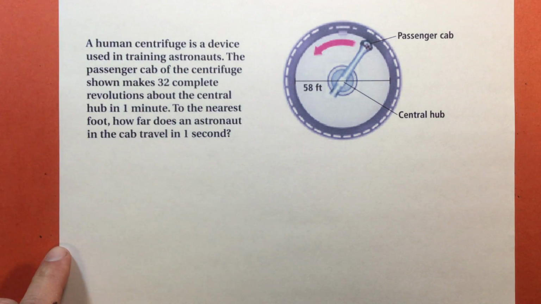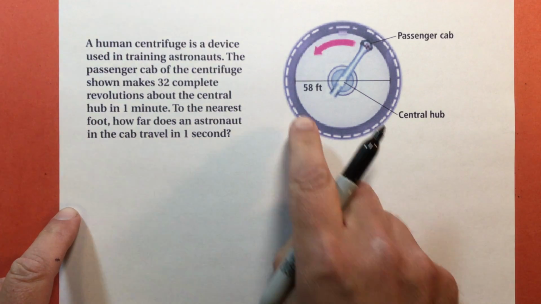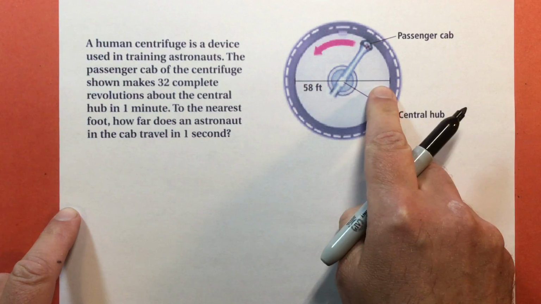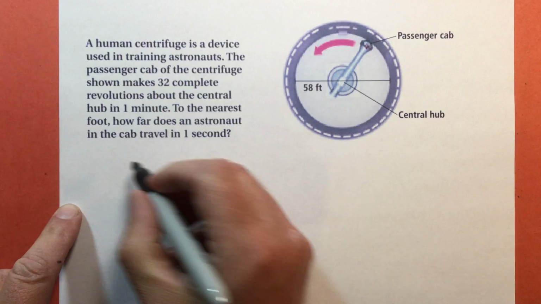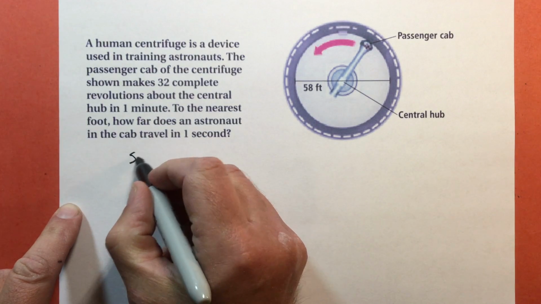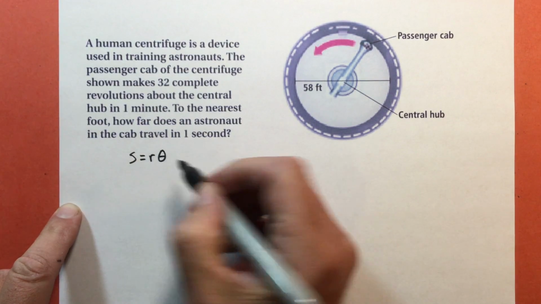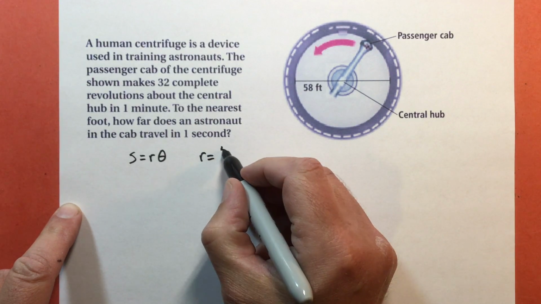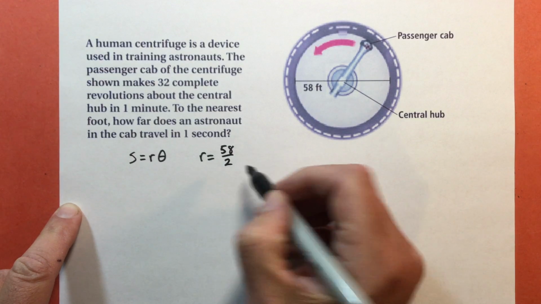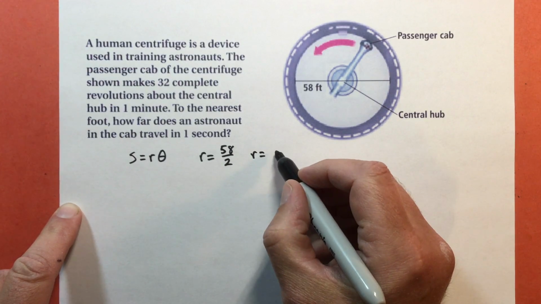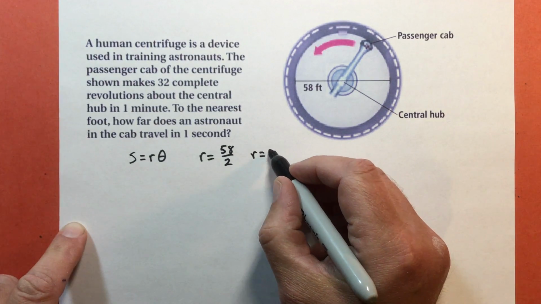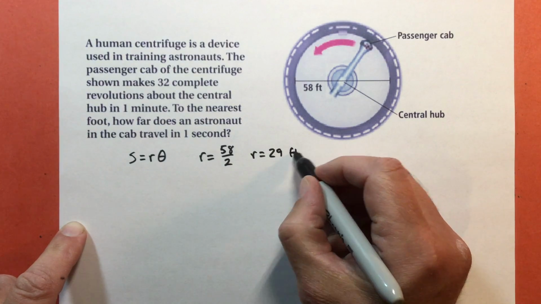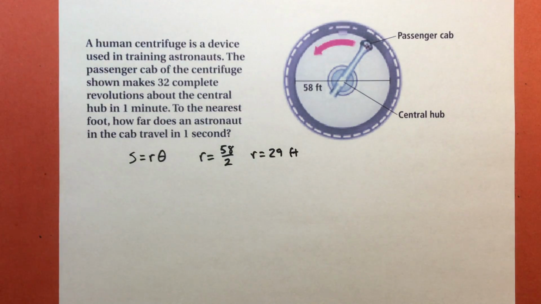So we have to do some conversions here. First of all, I've got the diameter shown as 58. I'm going to be using s equals r times theta. So first of all, I need to know that the r is going to be 58 divided by 2, so my radius is going to be 29 feet. That's good.